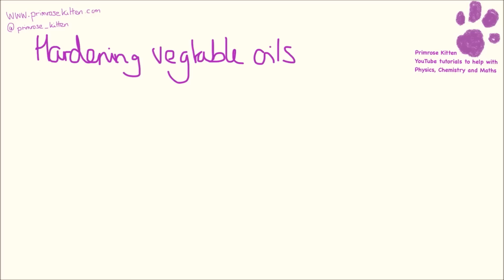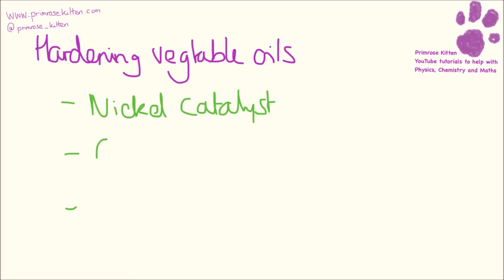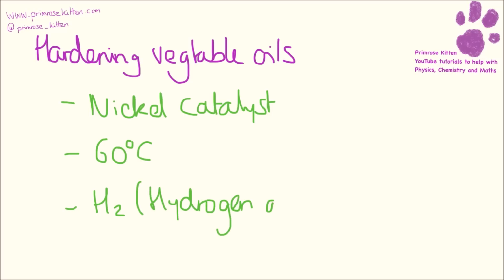Now, this question comes up, they ask it in lots of different ways, and there are three simple things you need to write down to get the marks. What you need to write down is that it needs a nickel catalyst. It needs to be done at 60 degrees C, and it needs hydrogen. Lots of different ways they can ask this question, but that is what they're looking for if they do.